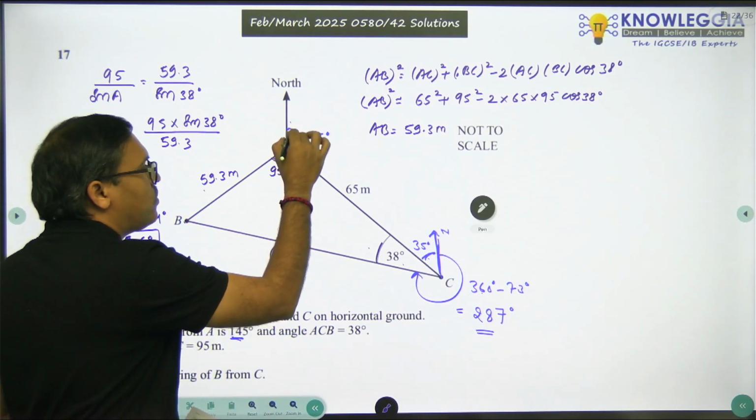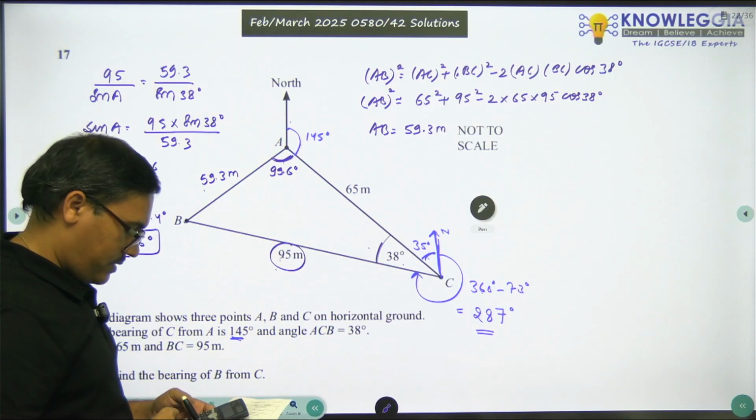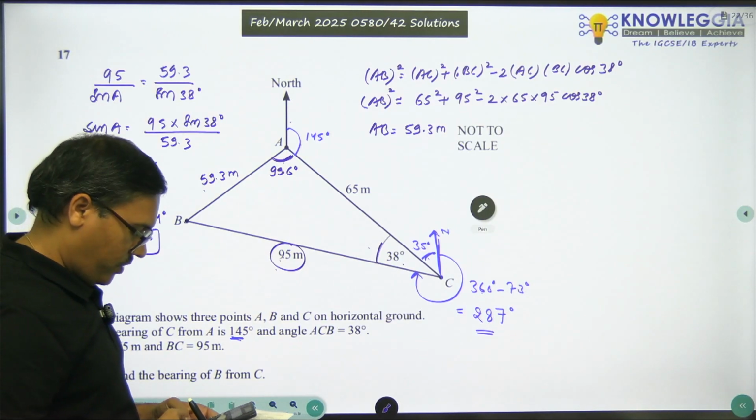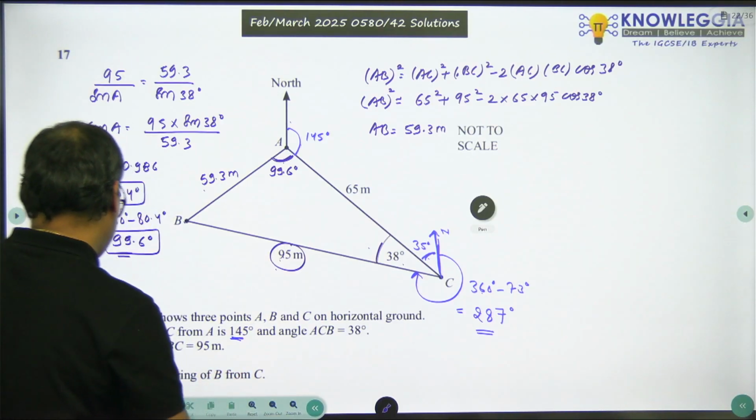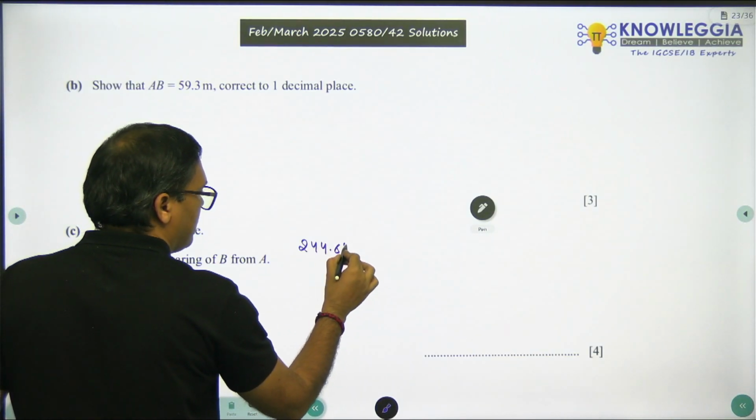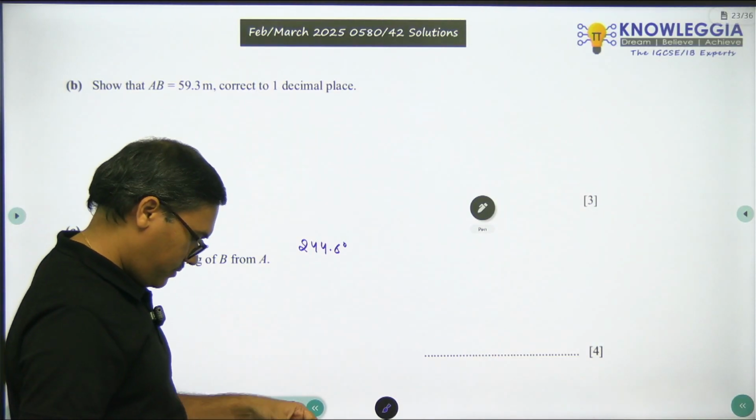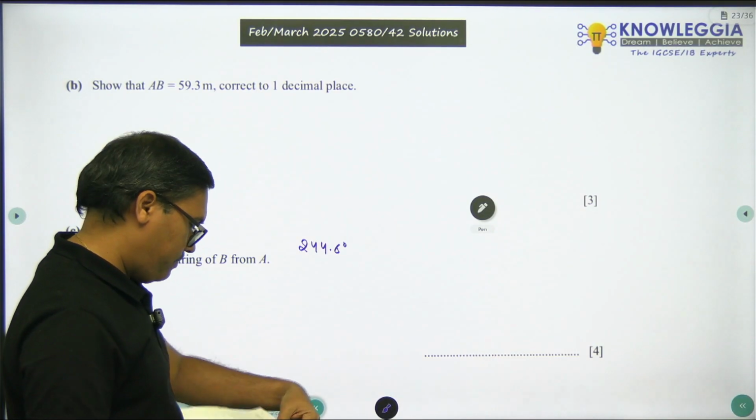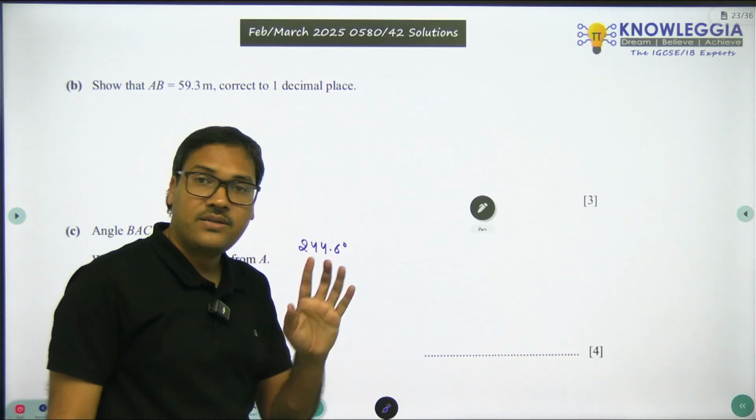Now, what is the bearing of B from A? That is this total angle. So just add 99.6 plus 145, which is equal to 244.6. So that is the answer, 244.6 degrees. So let's check the answer. 244.6 degrees. Okay. So this is how you can solve this question.